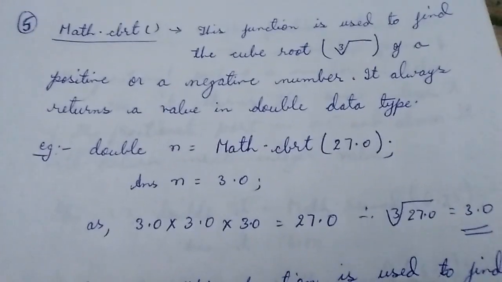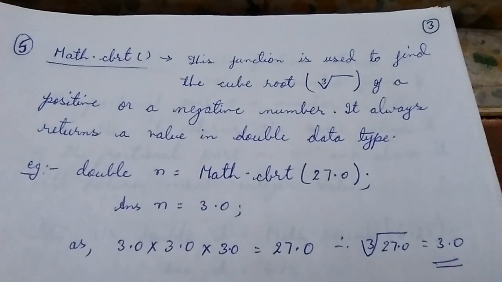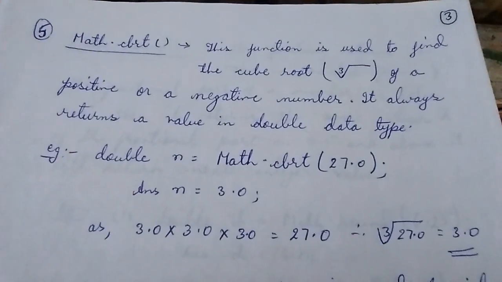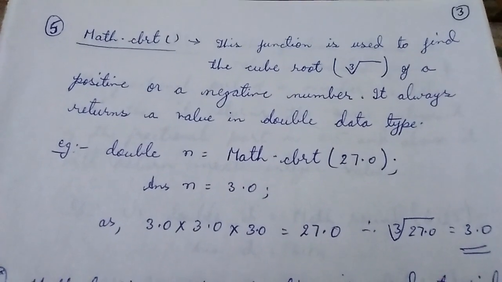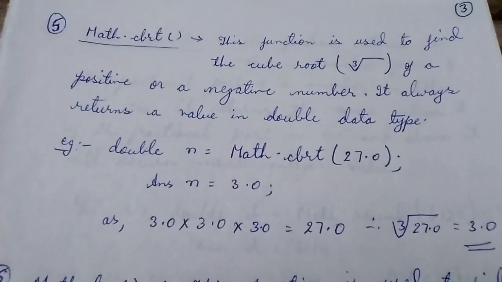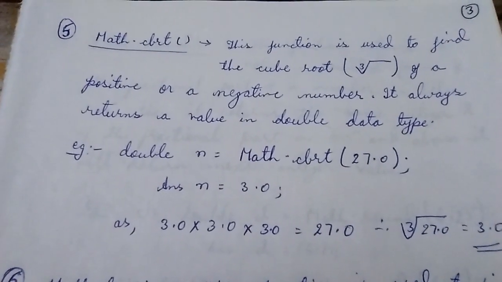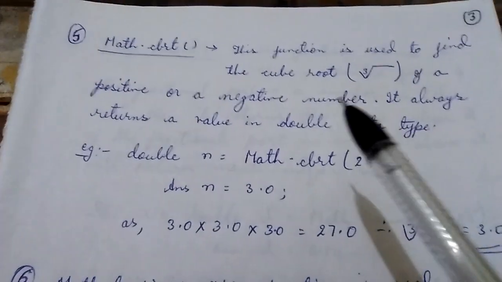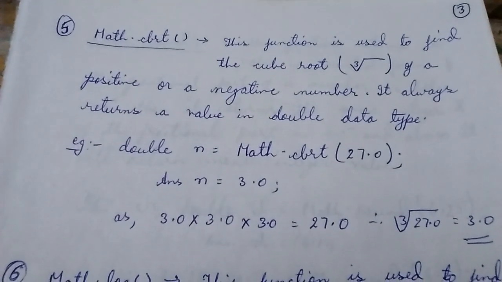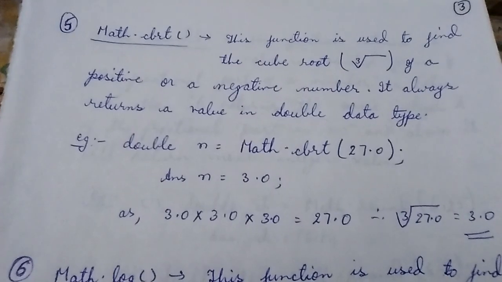Another math function is cbrt. Now cbrt is cube root and it also works with negative numbers. This is the major difference between sqrt and cbrt. So Math.cbrt, this function is used to find the cube root. We see how it is written. The cube root is written like this, of a positive or a negative number. It always returns a value in the double data type.